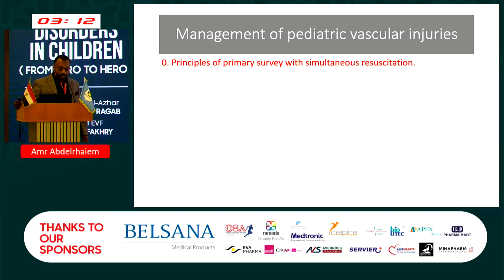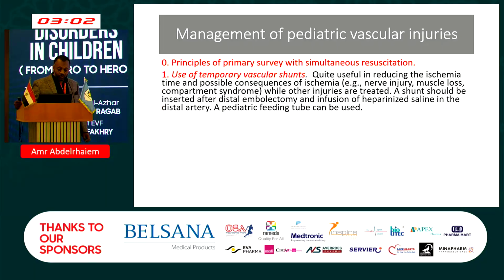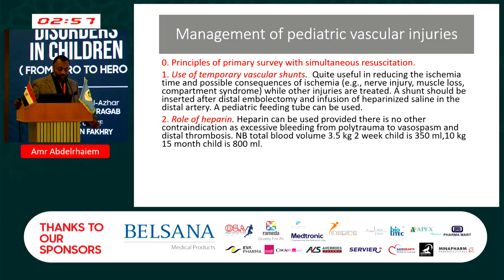Management of pediatric vascular injury: principally, first, we have to rely on the principles of the primary survey and simultaneous resuscitation. You can use a temporary vascular shunt, or a pediatric feeding tube. As for the role of heparin, there is no contraindication for anticoagulation. We can use heparin, but take care that the total blood volume in a 3.5 kilogram, 2-week-old child is just 350 milliliters.